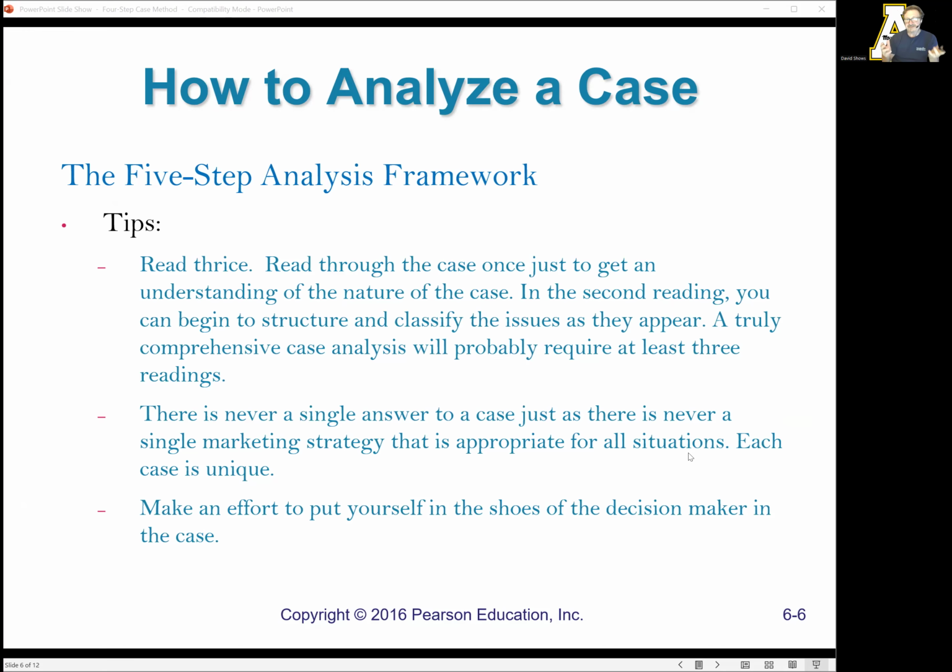There really never is a single answer to a case, just as there's never a single marketing strategy that's appropriate for everything. Each case is unique. What you must do is look at more than just the symptoms and dig deeper to try to understand the undercurrent of what's happening in the organization. Make an effort to put yourself in the shoes of the decision makers in the cases.